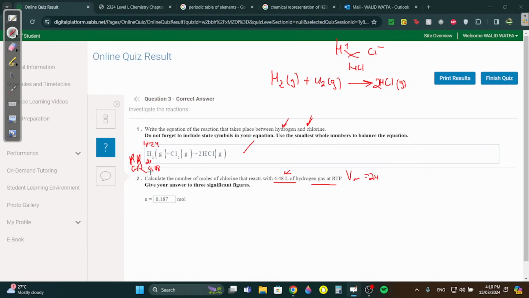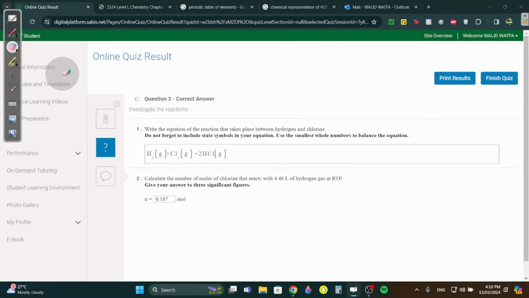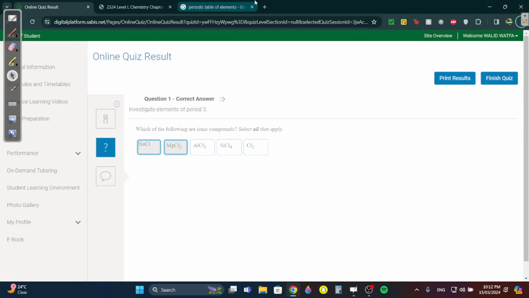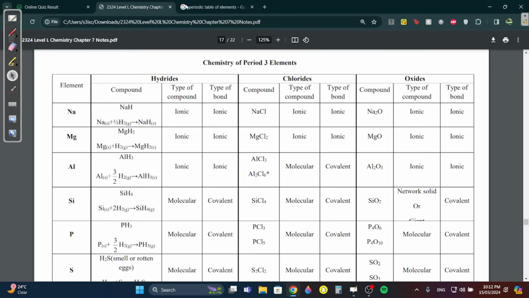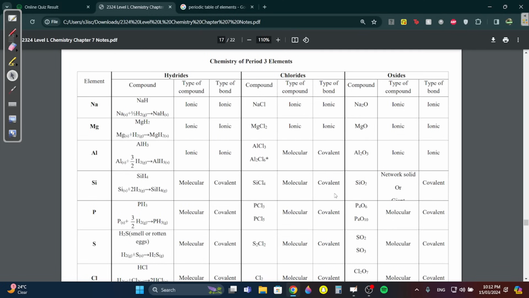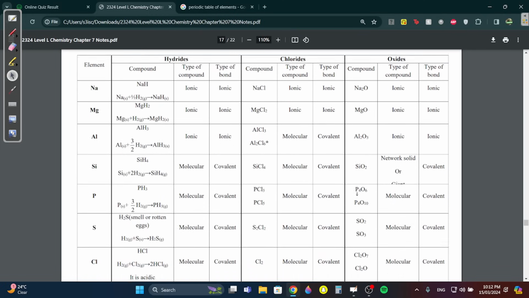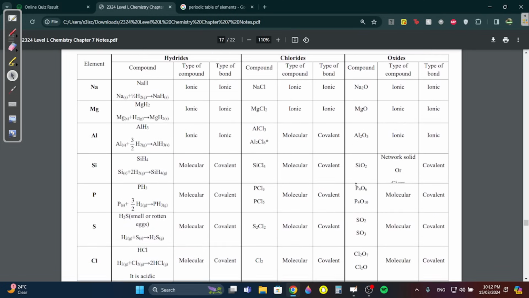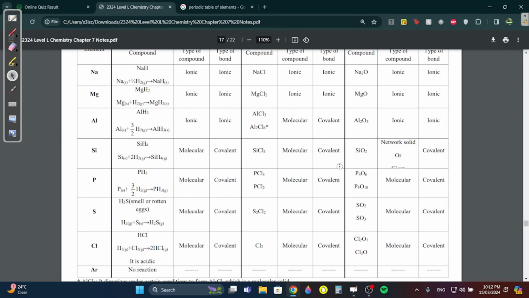That is, how to calculate term 1 stuff. What do they want? They want the number of moles of chlorine. In my reaction, I have 1 mole. In my given, I don't know, it's X. If I cross multiply, you get 0.187 to 3 significant figures. That's it for 7.6 and 7.7. Now we're on 7.8. This is the last section, and it's mainly this whole table. It's basically the reactions of the period 3 elements.